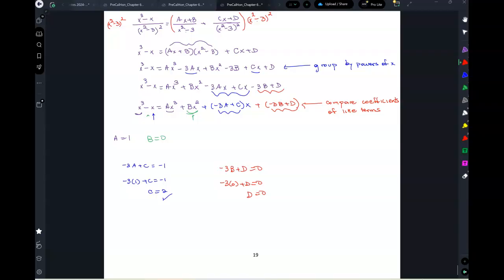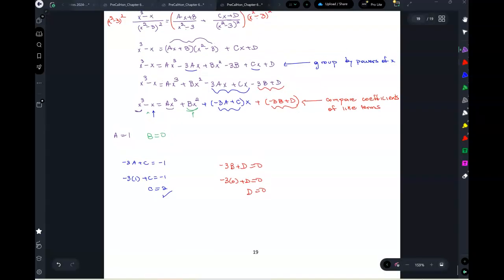Okay, so now let's see what we got here. Our original equation was x cubed minus x over x squared minus 3 squared. This is equal to, the first denominator was x squared minus 3, and I had ax plus b, 1x plus 0, right? So that's just x. Plus cx plus d. What's c? 2. 2x. What's d? 0. Over x squared minus 3 squared. There you have it.